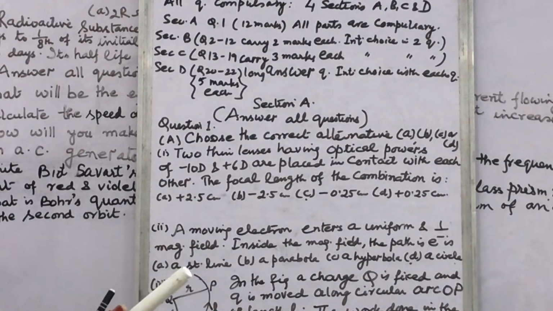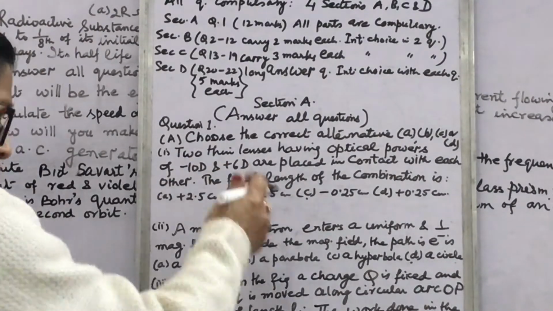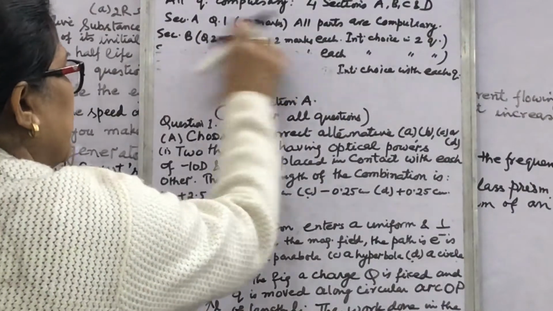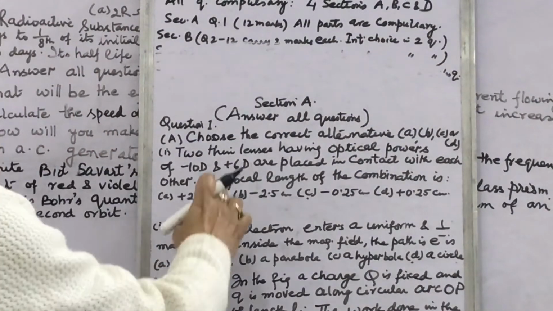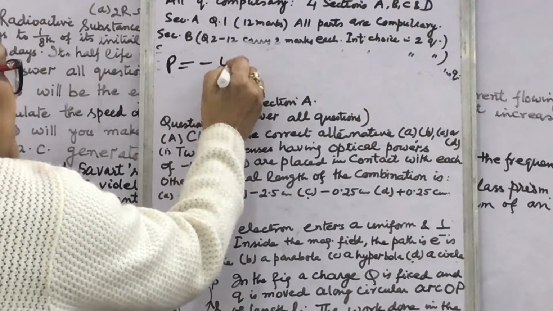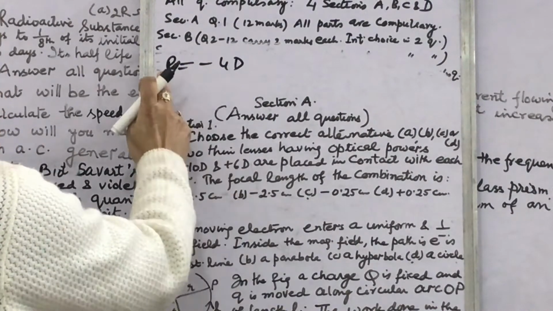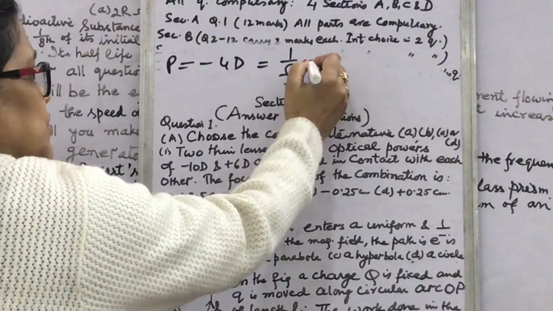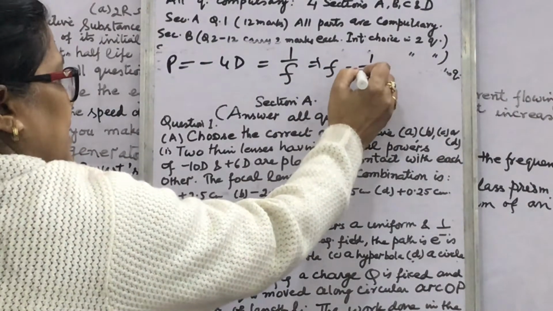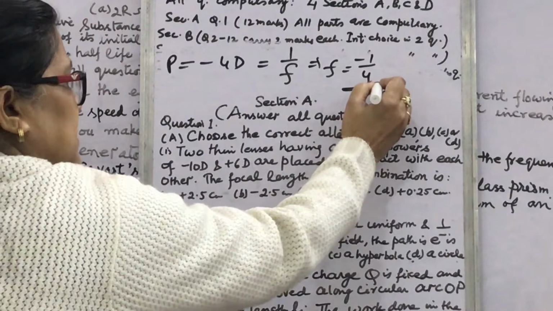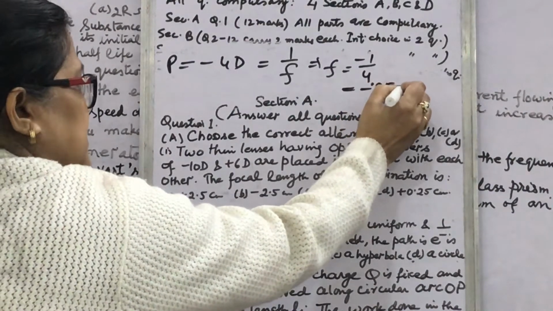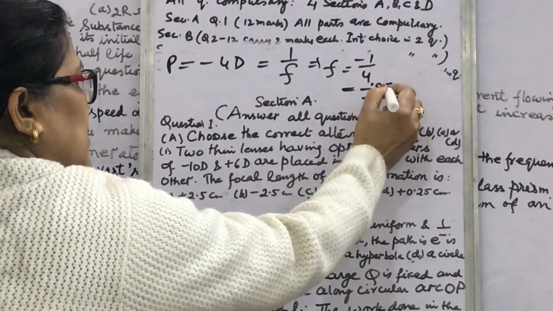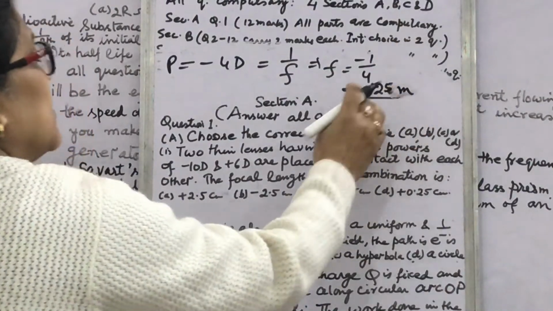You know the net power will be -10 plus 6. If you calculate it, you will find it becomes -4D, since P equals P1 plus P2. And what is the formula for P? P is 1 by F. So what will be F? That is 1 by 4 with a minus sign, that is -0.25 meter. So this will be the answer.